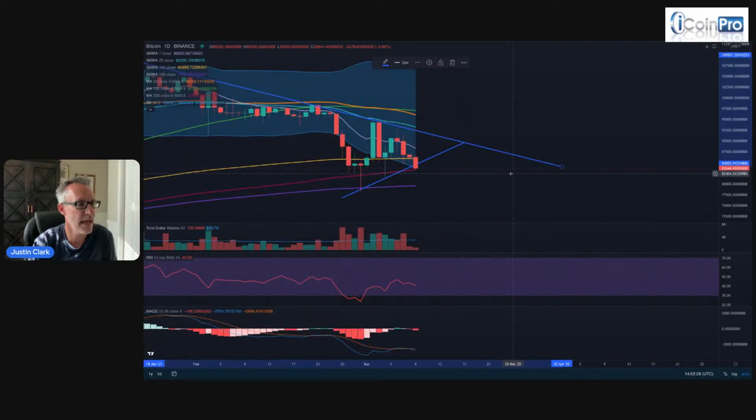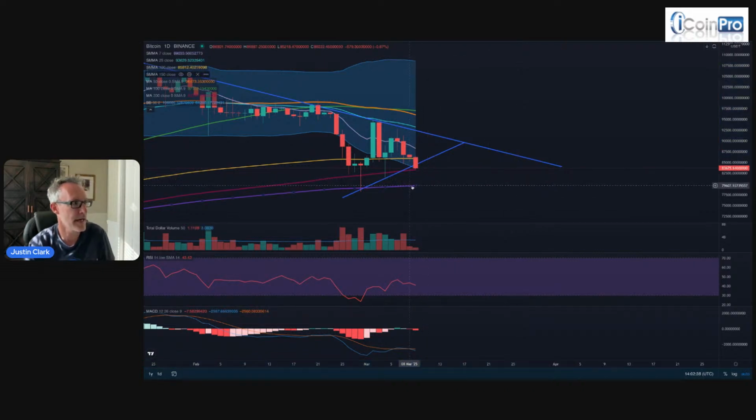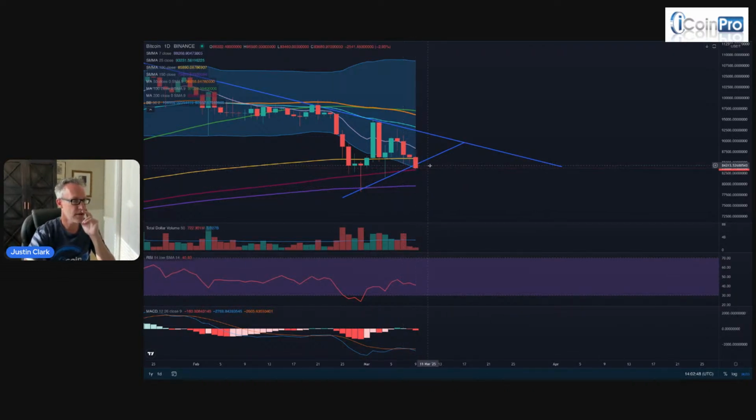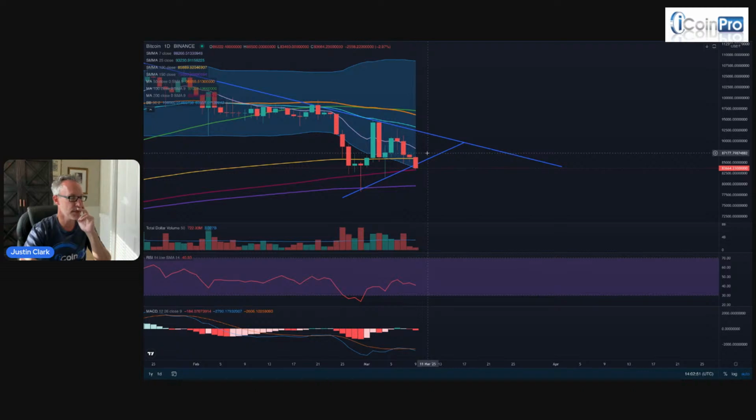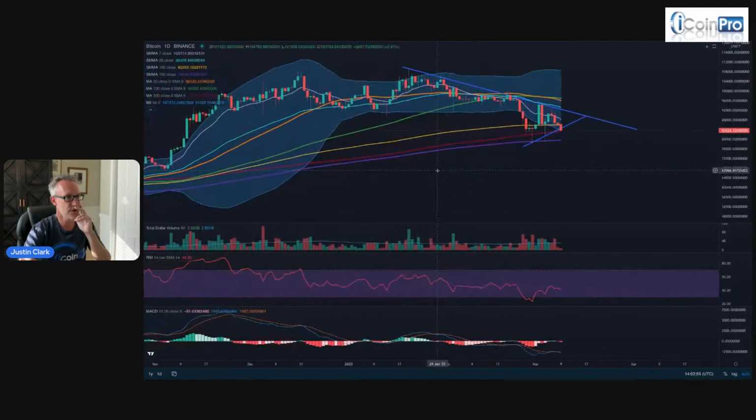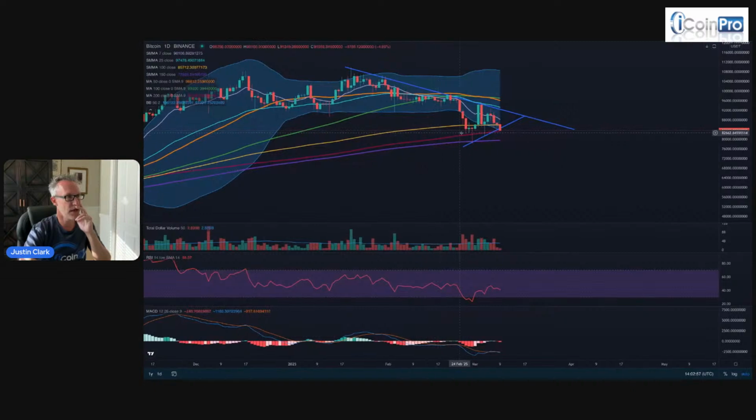So right now, 80K is really important. If we lose 80K, we could come down and try and challenge this last line of defense, which is the SMMA 150, smooth moving average 150. So we'll just have to see, or we're going to get a bounce here, which will make people happy and feel more secure. But again, this isn't looking great overall. So we're just going to have to keep an eye on it.